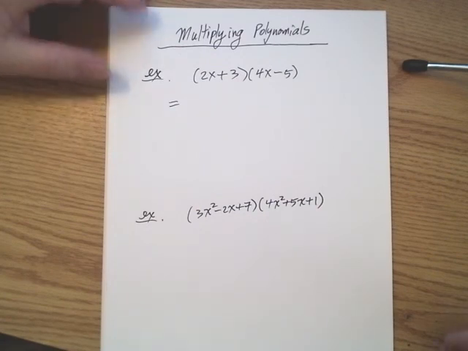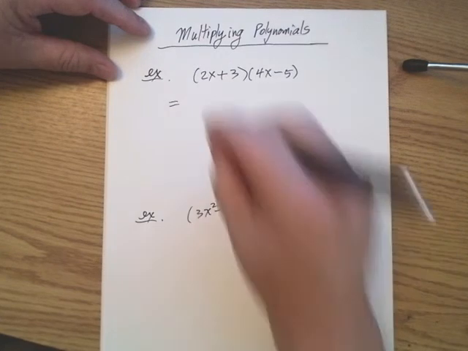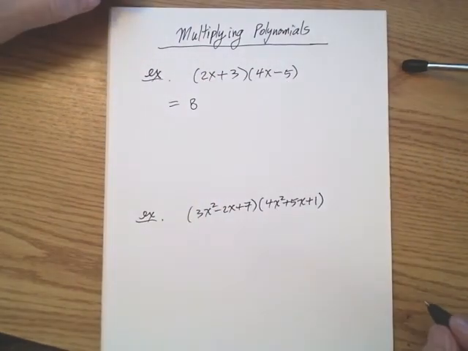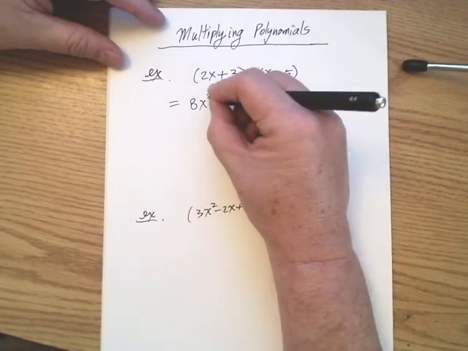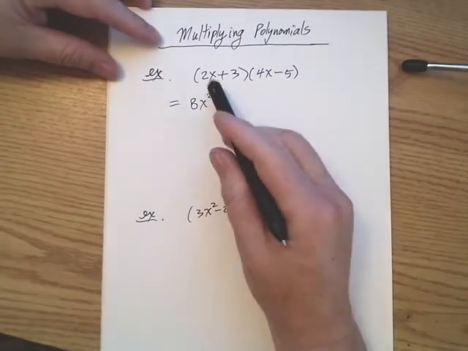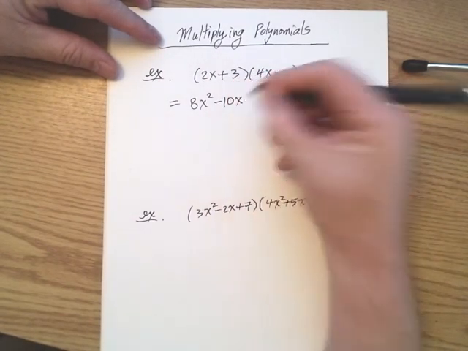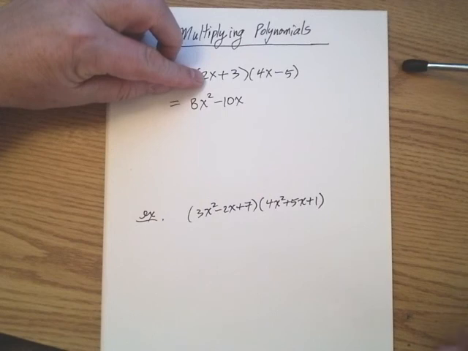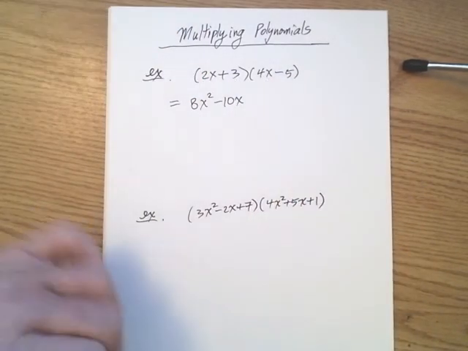That's about it. Okay, so I'm going to go 2x times 4x. That's going to go the 2 times the 4 using the associative and commutative property. That gives me the 8, and then the x times the x is really x squared. Then I'm going to go the 2x times the negative 5. That's negative 10x. Okay, so I've multiplied this guy on both of these. Okay, now I'm going to multiply this guy on both of these, and I would get what?